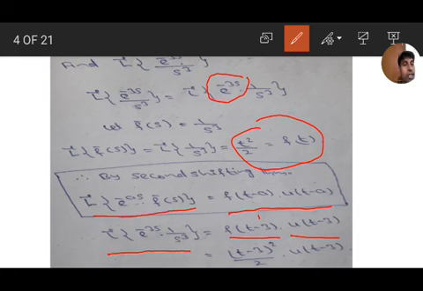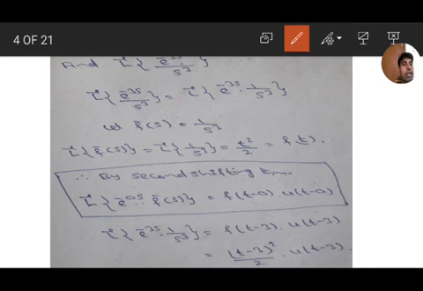Therefore (t minus 3) whole square by 2 u of (t minus a) is the answer. It is the final answer. Here, given function, I will repeat the problem. Here given function L inverse of e to the power of minus 3s by s cube, that is L inverse of e to the power of minus 3s into 1 by s cube, in the form of e to the power of minus as into f bar s.